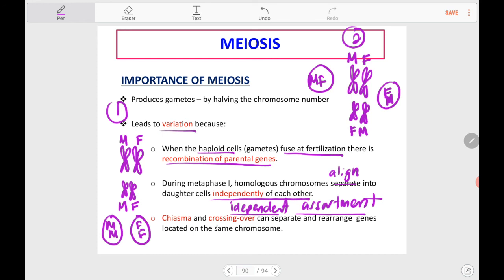So another reason for variation is the process of crossing over. So ingat, crossing over tadi is referring to the process where there is an exchange of gene material between the non-sister chromatids of a bivalent.